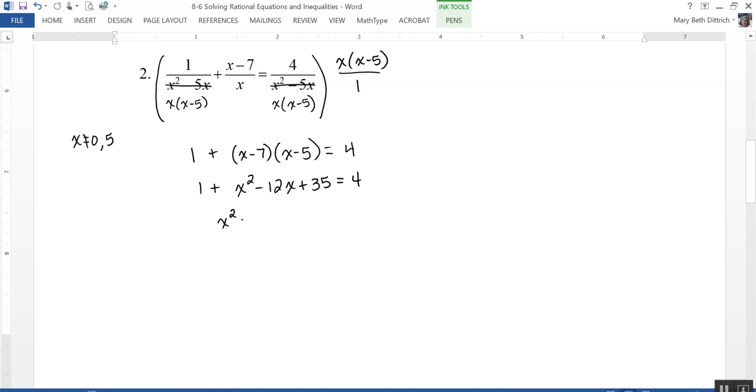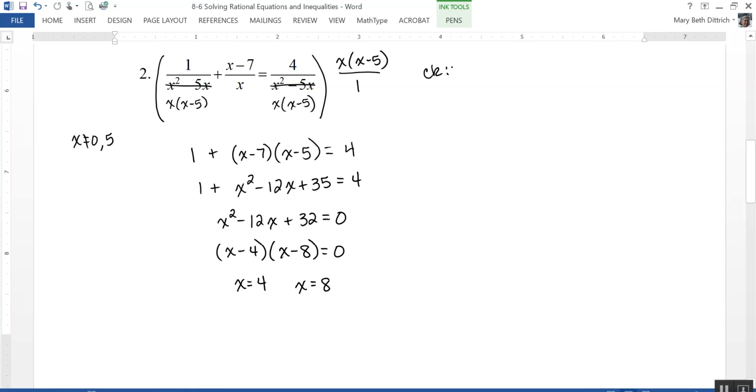So I'm going to have x squared minus 12x. And then here I have 36 minus 4, which is going to give me 32. And that equals 0. Let's factor that. That factors into x minus 4 and x minus 8 equals 0. So x is equal to 4 and x is equal to 8. And we need to check each one of those.